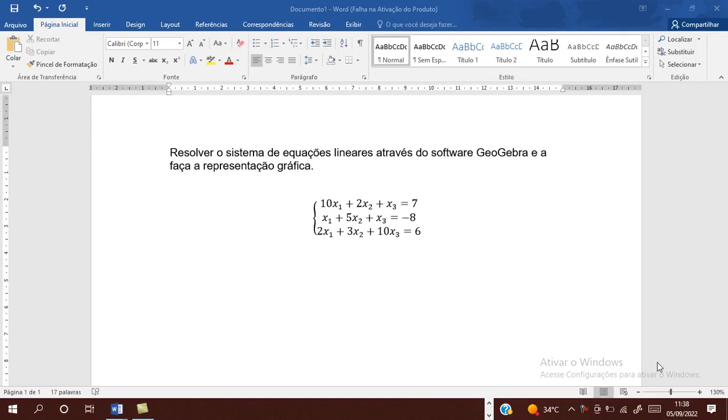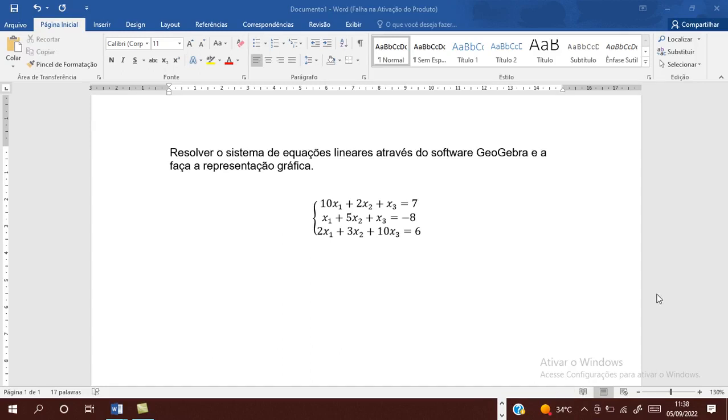Yes, I have a problem to solve here. Let's get straight to the point. Solve the system of linear equations through the GeoGebra software and make the graphic representation. Walkthrough. From GeoGebra, it is possible to solve the system quickly and also represent it through a graph.